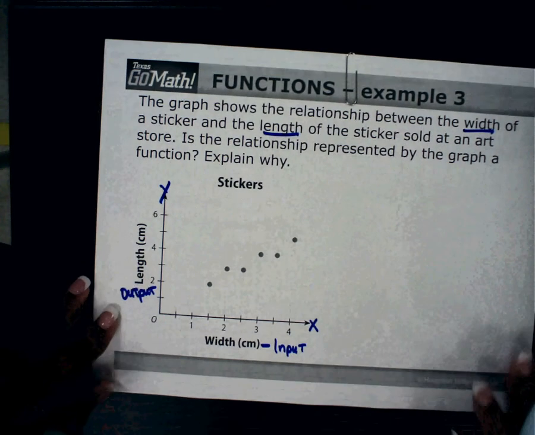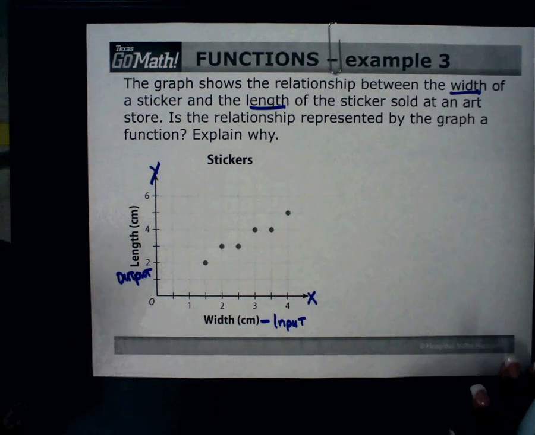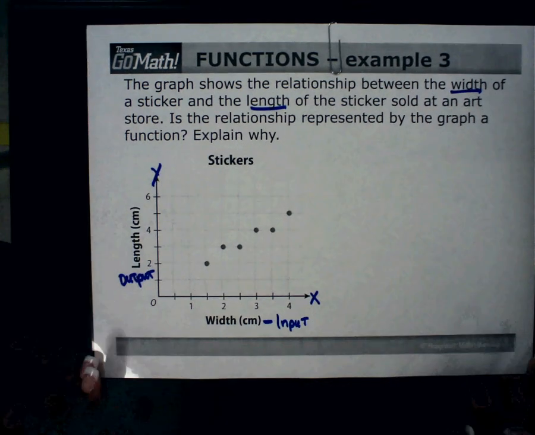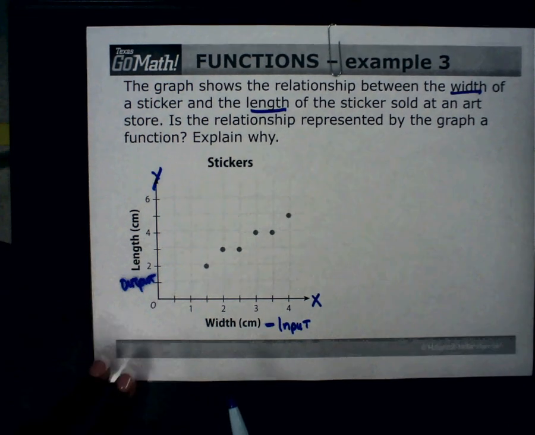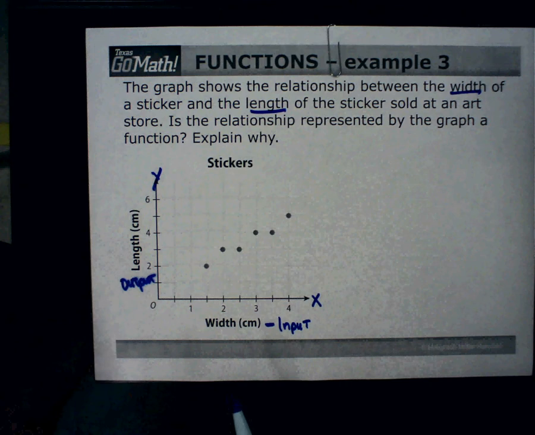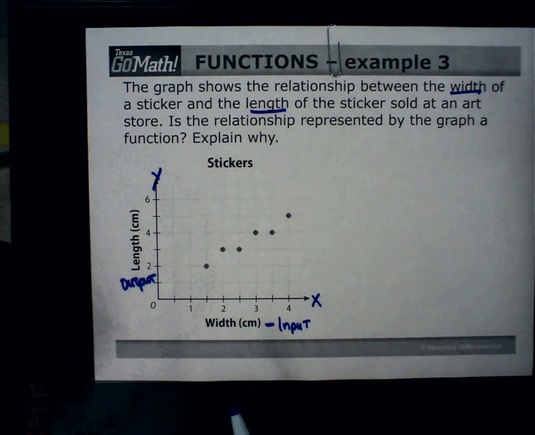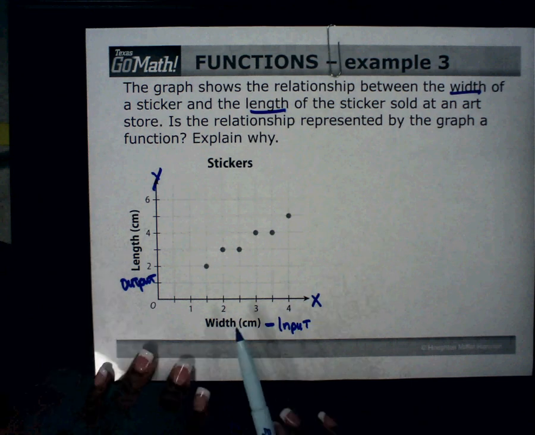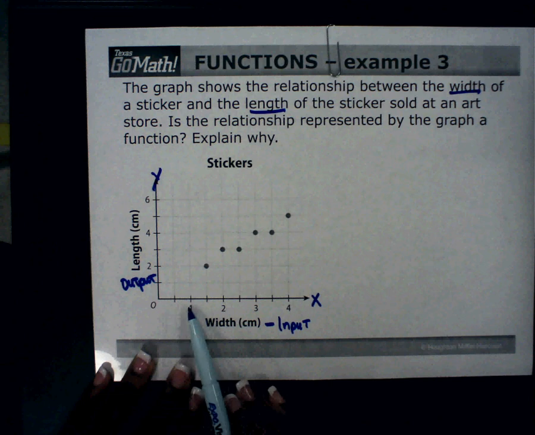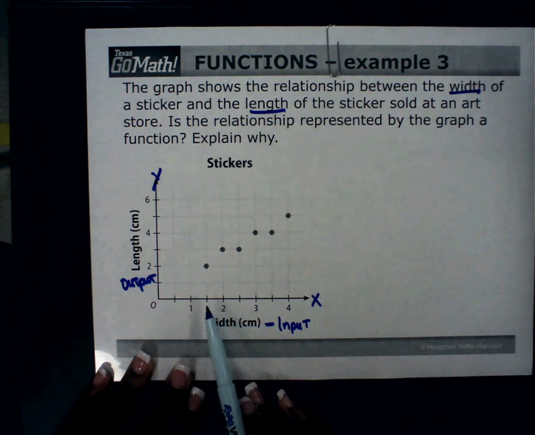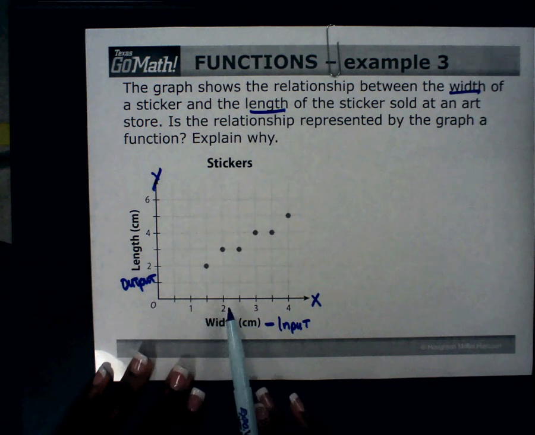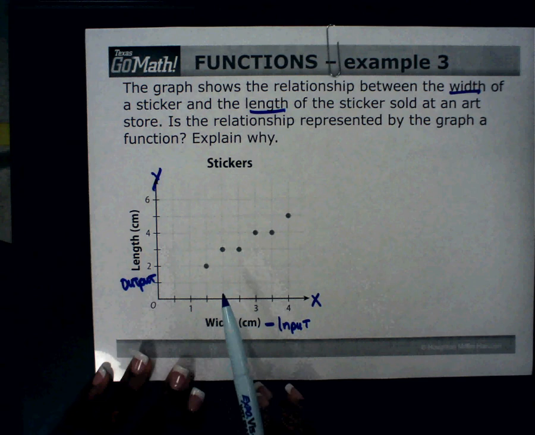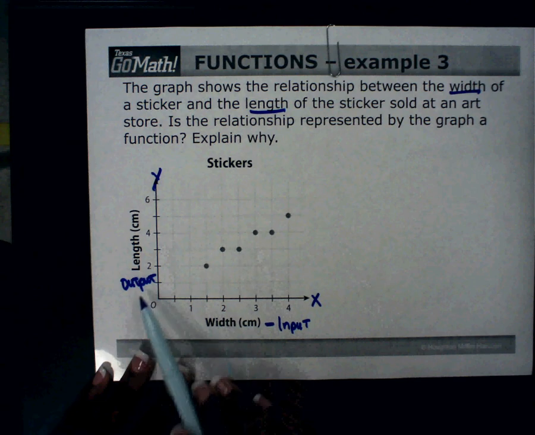Okay, so we have those two things already identified, and we know exactly what our input is and what our output is. So when we look at a graph, we're still looking at the same relationship, a one-to-one relationship, having one input for every one output. So when we're looking at a graph, we want to see, at every x value, every input value, is there only one corresponding y value, or corresponding output.